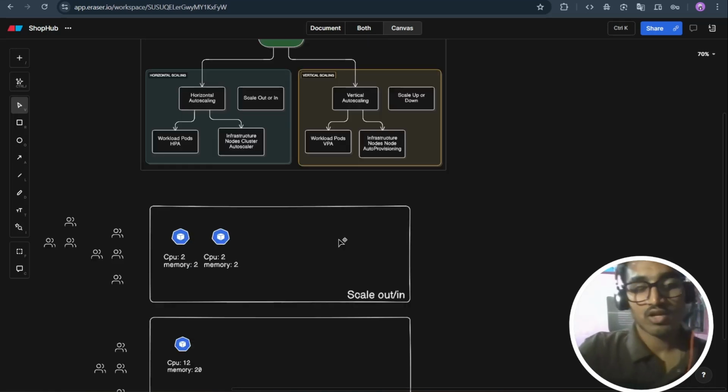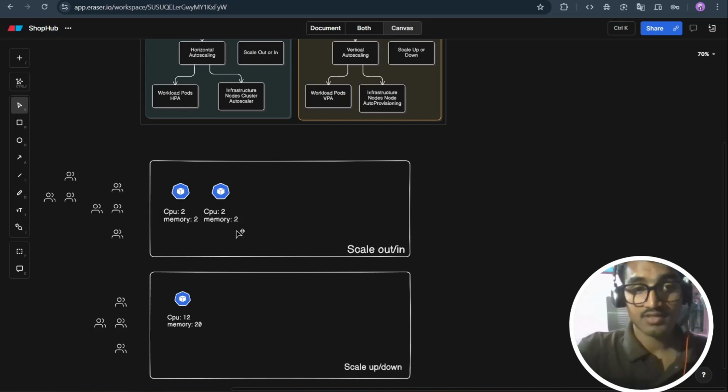Talking about the pros of horizontal pod autoscaling, it is faster and it is used for stateless applications, not for a database application where you need to maintain state. It is much faster than VPA and widely used in the industry and in production.